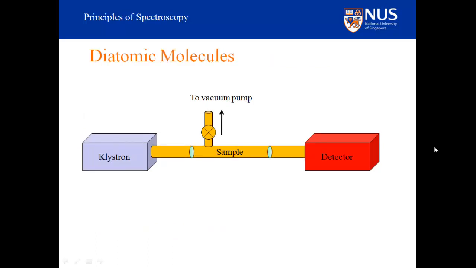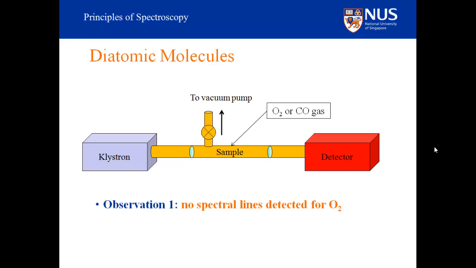Well, let's suppose that we introduce a diatomic gas. Let's say we have dioxygen or carbon monoxide. What will we observe? Well, for dioxygen, we will see no spectral lines. But for carbon monoxide, we do see spectral lines.